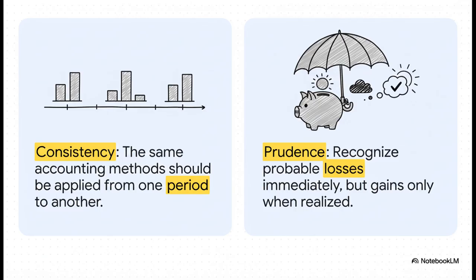Why? So you can make meaningful apples-to-apples comparisons over time. Then there's prudence, which some people call conservatism. It basically tells us to be cautious. You should record potential losses as soon as they seem likely, but you should only record gains when they're a sure thing. It's about not getting ahead of yourself and overstating the company's health.